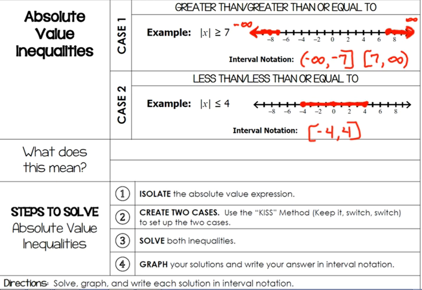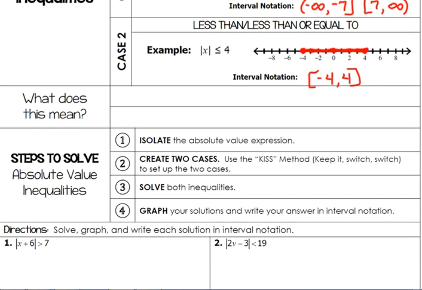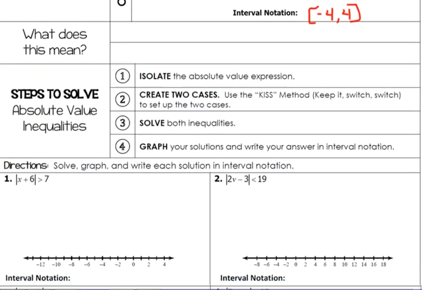All right, so we're not going to worry about those two lines there in the middle because we haven't really been doing inequalities up to this point. Okay, so our steps to solve. Number 1, just like with our equations, we've got to isolate that absolute value expression. We've got to get it by itself if necessary. A lot of them we don't actually have to do that. We get 2 cases just like we do with the equations.